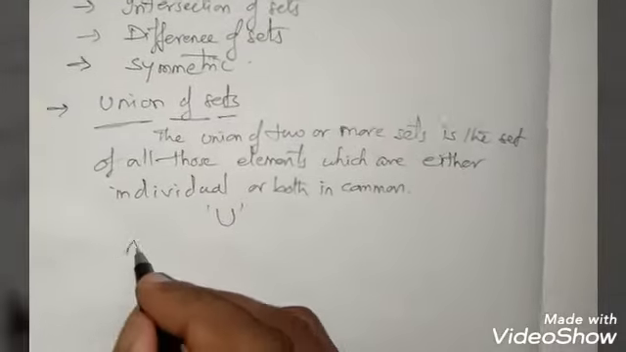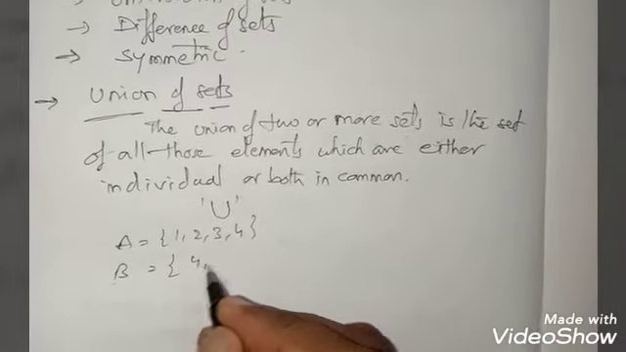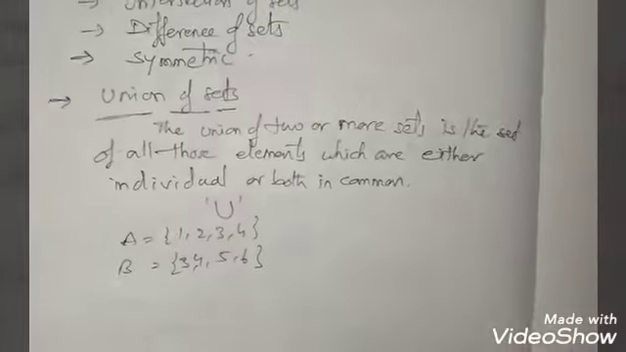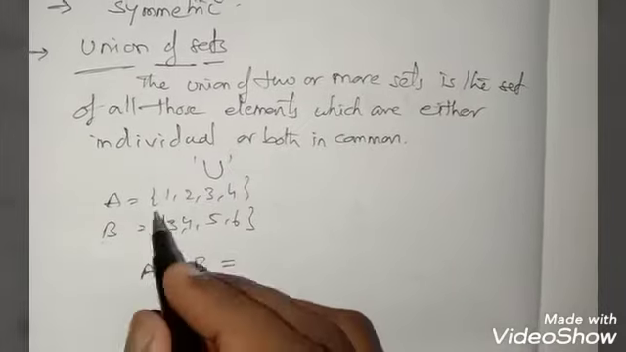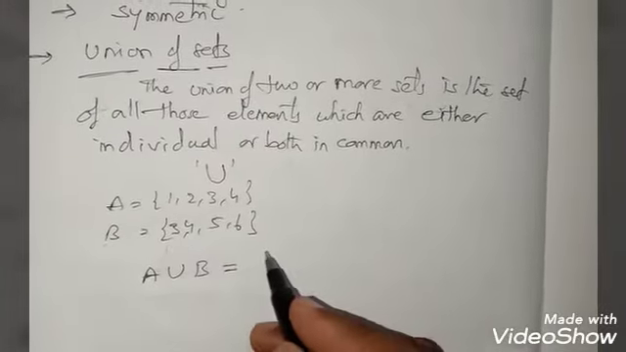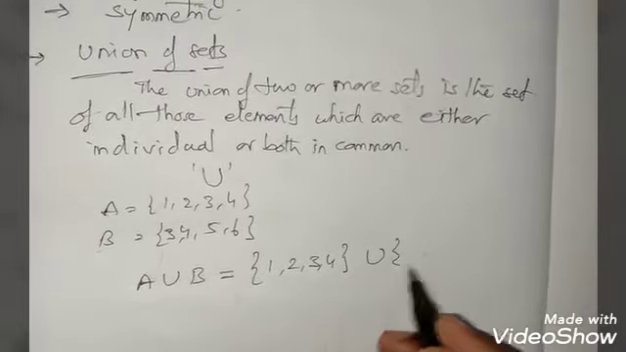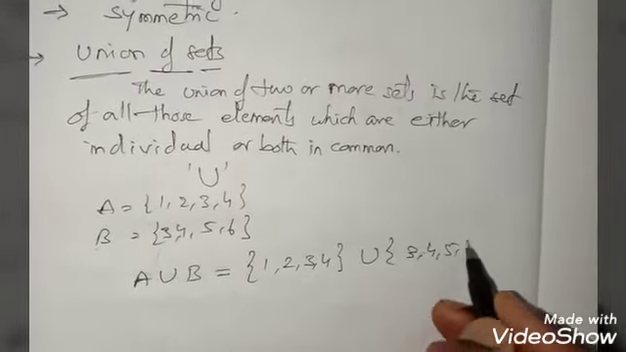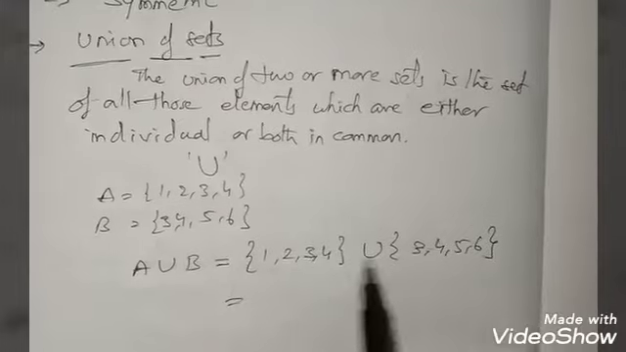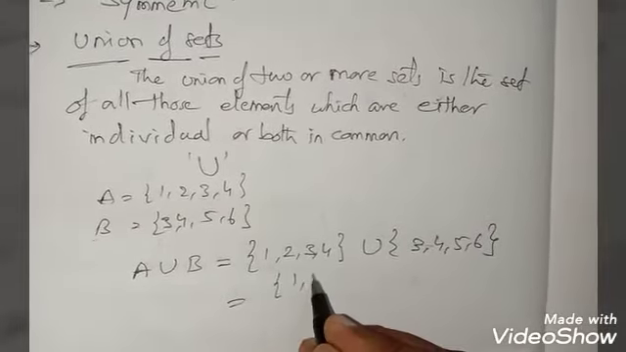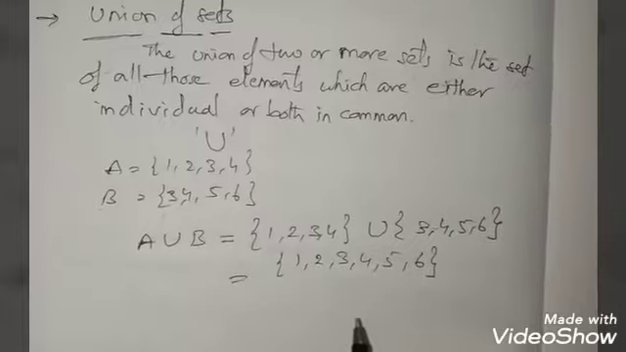Now for example, if I take A = {1, 2, 3, 4} and B = {3, 4, 5, 6}. As per the definition, union is A ∪ B. So we are writing this set as a combination of the two sets: A ∪ B = {1, 2, 3, 4} ∪ {3, 4, 5, 6}. Now combine all the values. If there are common repeated values, we write them once, that is {1, 2, 3, 4, 5, 6}. So like this we are finding union of any set.